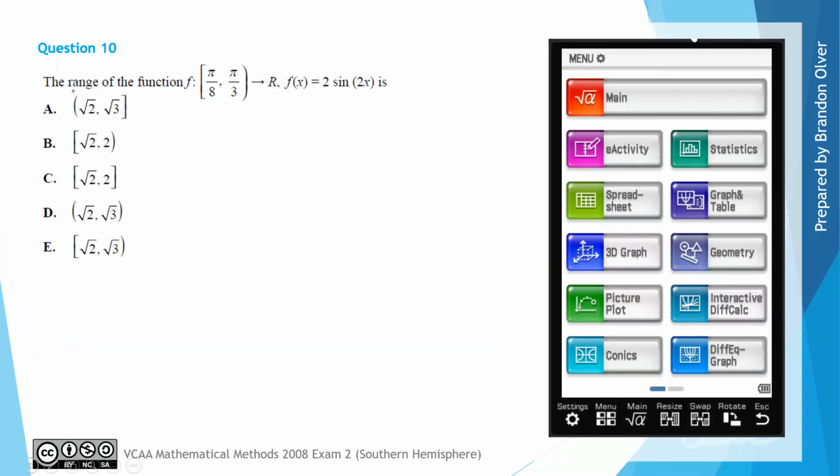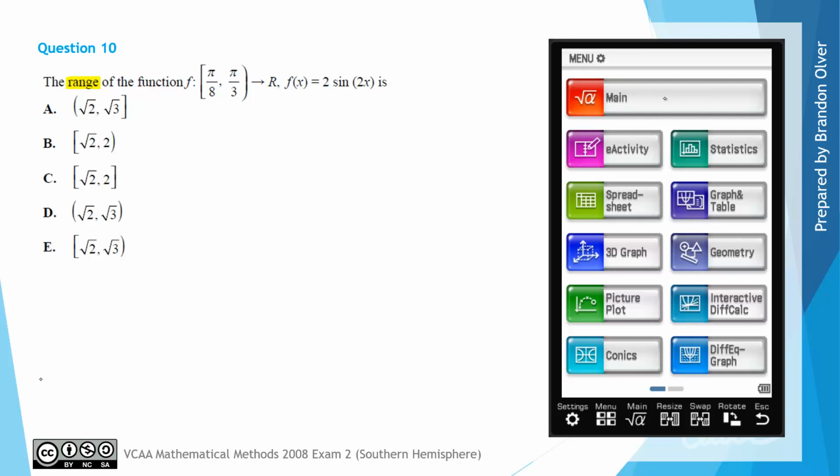So for question 10, the range of the function f with a restricted domain of pi on 8 to pi on 3, where the pi on 8 is included because of the square bracket and pi on 3 is excluded because of the round bracket, where f of x has the rule 2 sine of 2x, the range is one of the following options. Because we can recognize that this is a non-linear graph, there are likely to be turning points and other things involved, so we want to start with a sketch of this, and to do that we're going to use a CAS calculator.